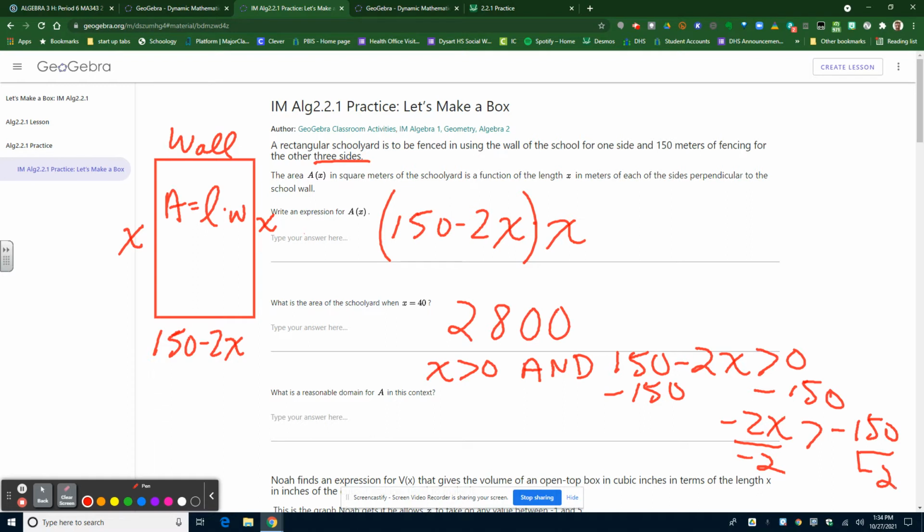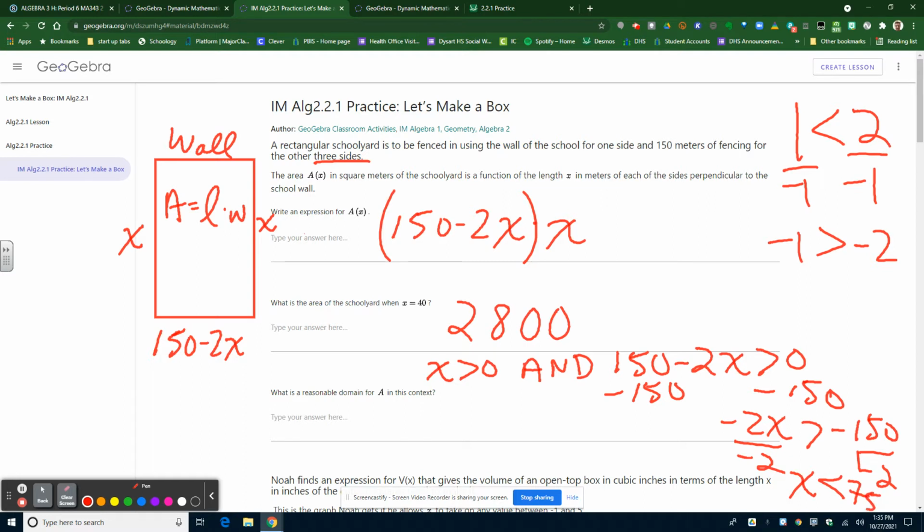Because remember, 1 is less than 2. But if I divide by negative 1, negative 1 isn't less than negative 2 anymore. So that's why we flip the sign. Because by dividing by a negative, you're taking the smaller number and making it bigger. Okay? So in this case, I know x has to be less than 75.